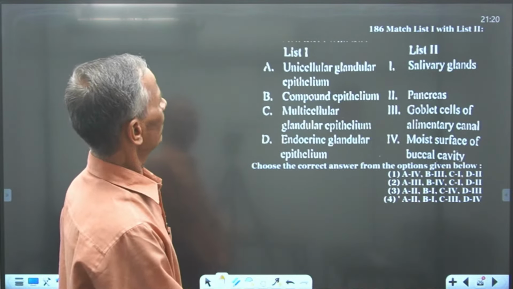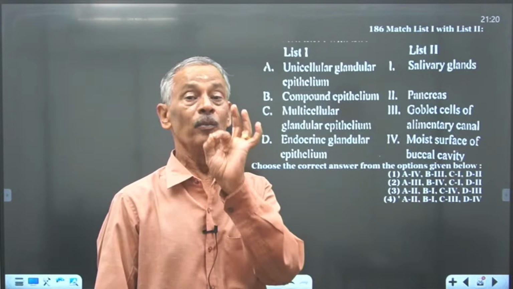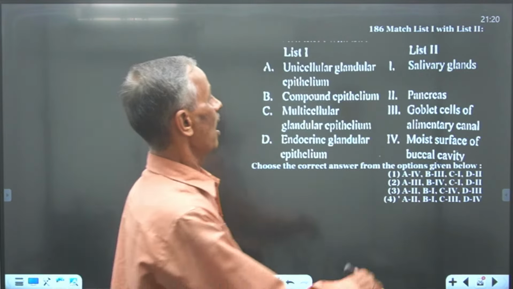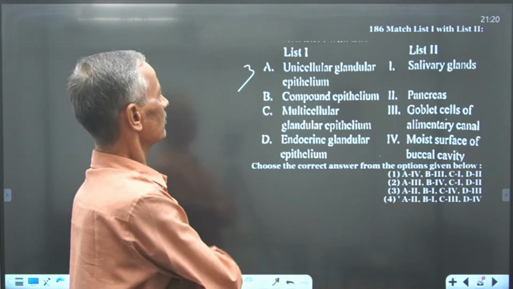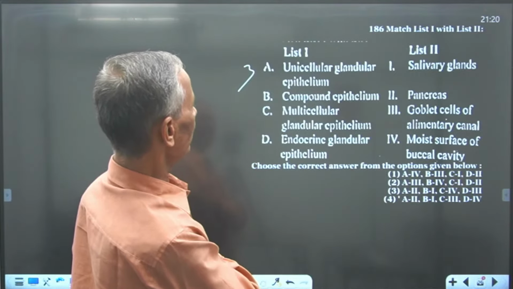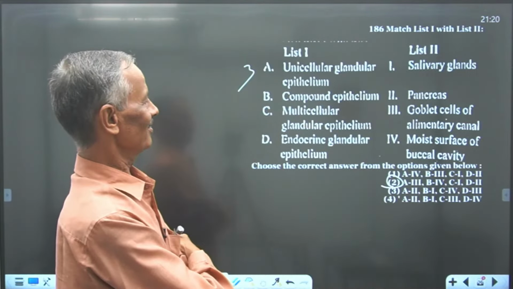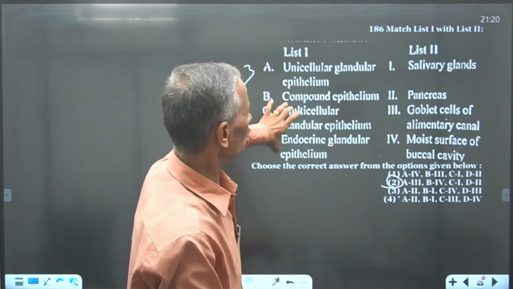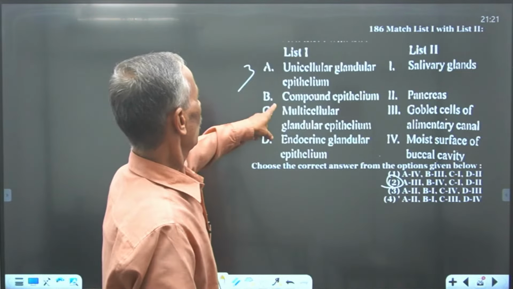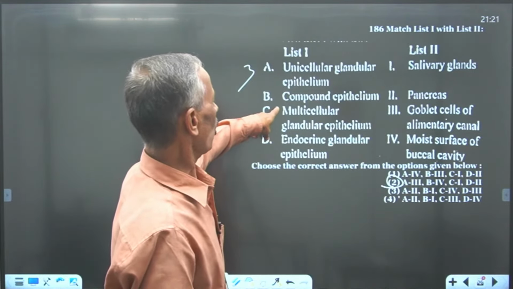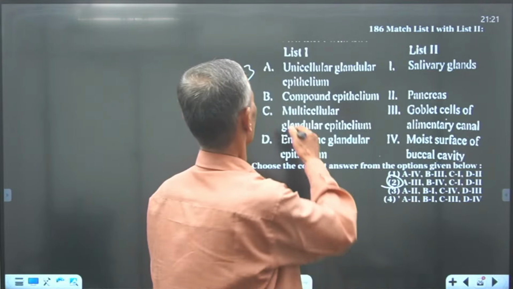You are having a unicellular glandular epithelium. Unicellular glands are mucus producing cells, which are all goblet cells of the alimentary canal. You have to wait. So A is 3. Only one option. This part sometimes may be confusing you, but this will be helping you a lot. Goblet cells are mucus producing. Compound epithelium: where is the compound epithelium? Moist surface of the buccal epithelium, buccal lining. So it is 4.